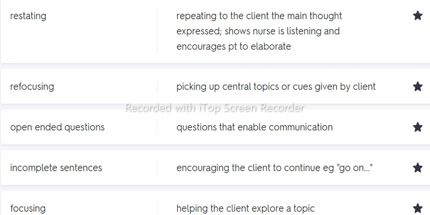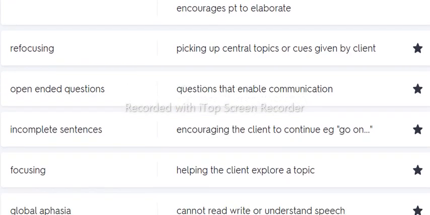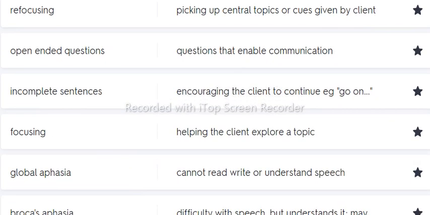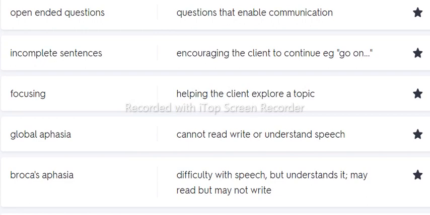Refocusing. Picking up central topics or cues given by client. Open-ended questions. Questions that enable communication. Incomplete sentences. Encouraging the client to continue and go on. Focusing. Helping the client explore a topic.